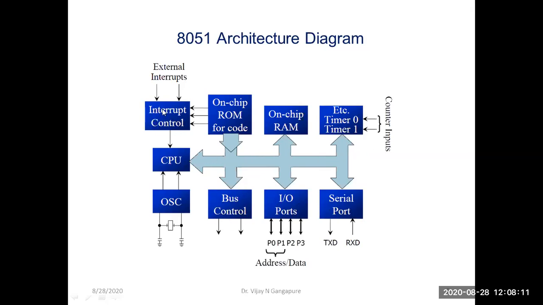Then interrupt control unit. So these two lines shows external hardware interrupts and other interrupts are internal, that is timer 0, timer 1, serial port interrupt, etc. CPU is powered with oscillator normally of 11.0592 megahertz. So this is about architecture of 8051.